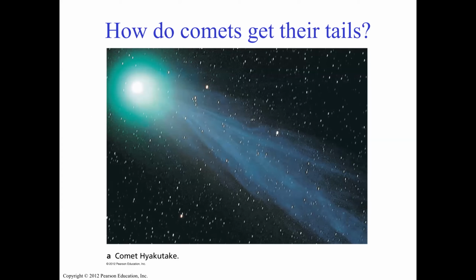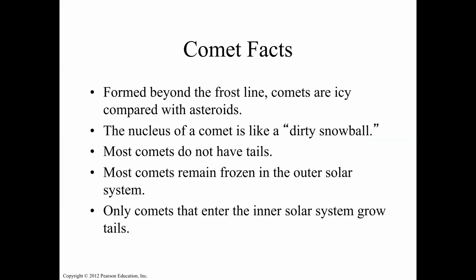Now the question is, how do comets get their tail? So let's talk about facts of comets. They form beyond the frost line, which is beyond the orbit of Jupiter. And comets are icy compared to asteroids. They have more ice in them compared to asteroids. The nucleus of a comet is, as I said, like a dirty snowball. It's dust and ice mixed.